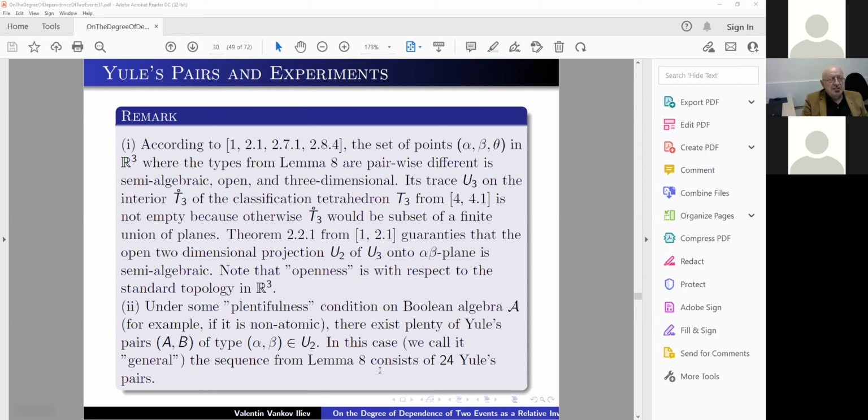And in this case, our sequence is in fact a set; it coincides with its associated set. It consists of 24 pairs. So in general, we may say this sequence is a set.